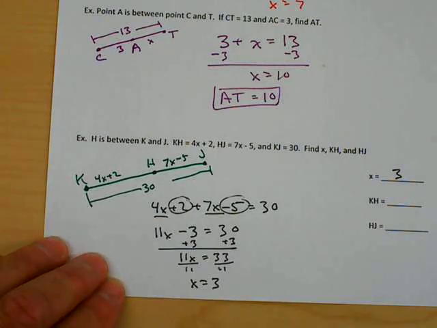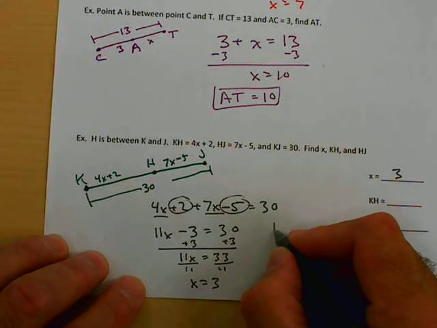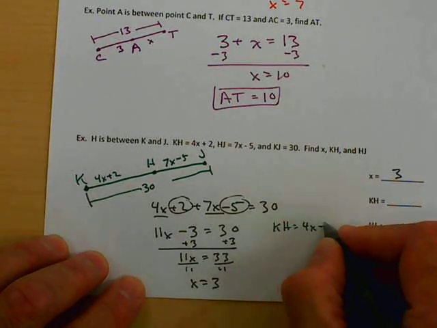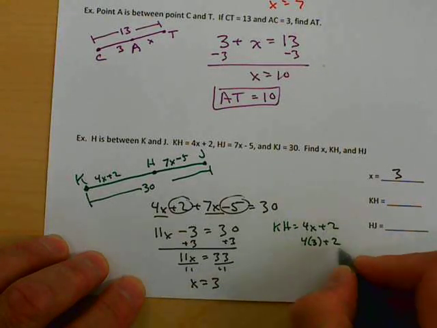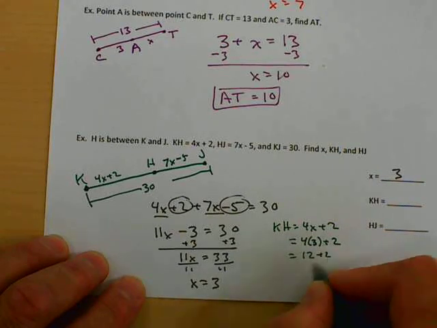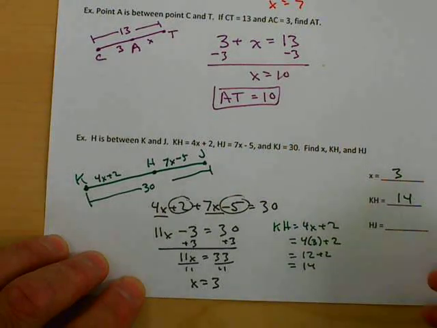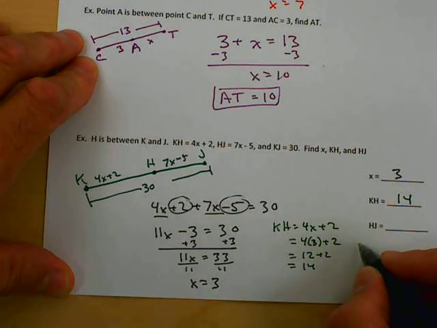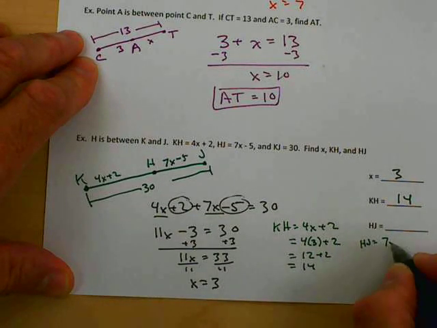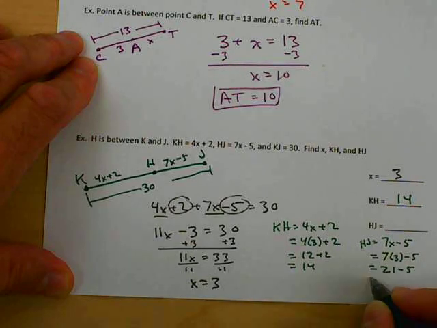Now, let's go ahead and state, we want KH. Well, KH was 4x plus 2. Plug the 3 in for x. I get 4 times 3 plus 2, which is 12 plus 2, which is 14. So KH is 14. And now HJ is 7x minus 5. So I'm going to say HJ is 7x minus 5. Plug in your x. 7 times 3 minus 5 is 21 minus 5, which is 16.